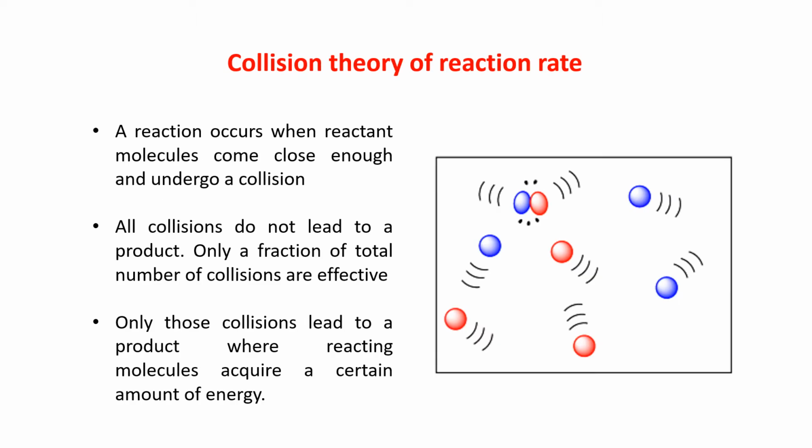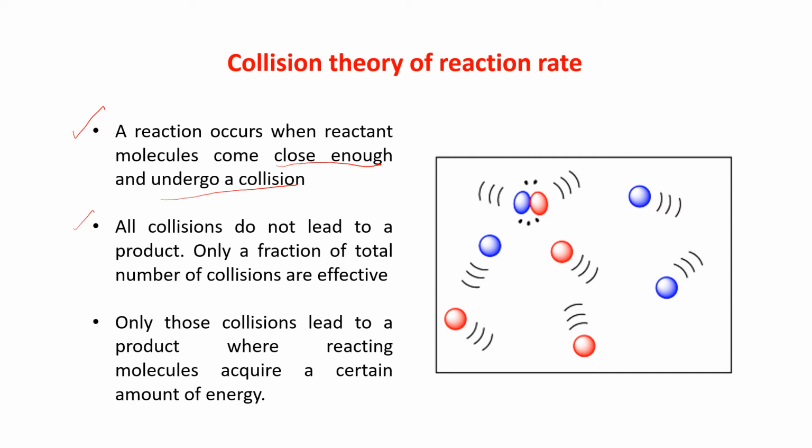Collision theory of reaction rate. You all know that for a reaction to occur, the reactant molecules must collide with each other. Without the collision of the reactant molecules, a reaction cannot take place. Now let us see what is written here. The first point is given: a reaction occurs when reactant molecules come close enough and undergo a collision. As I told you, without the collision, the reaction cannot take place.